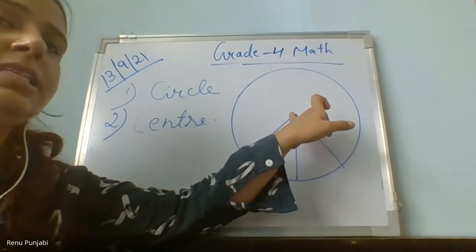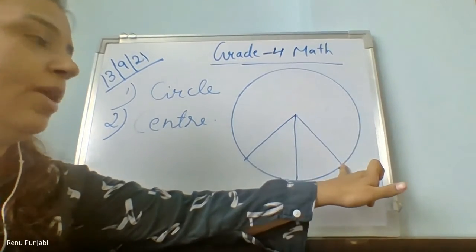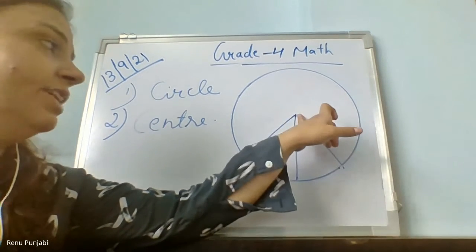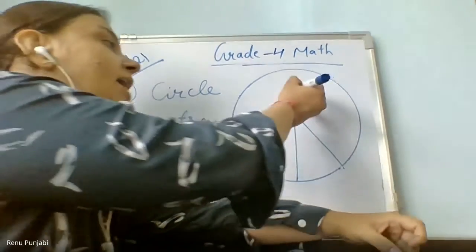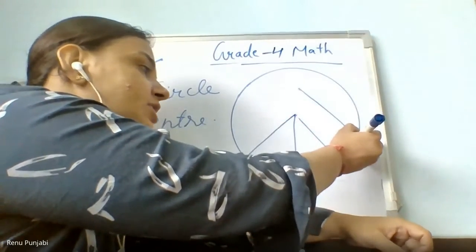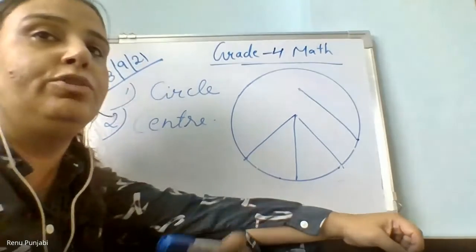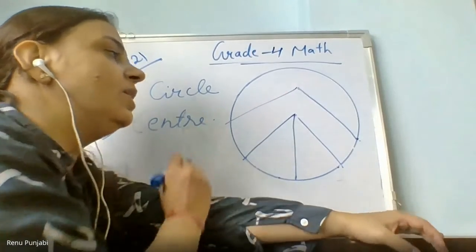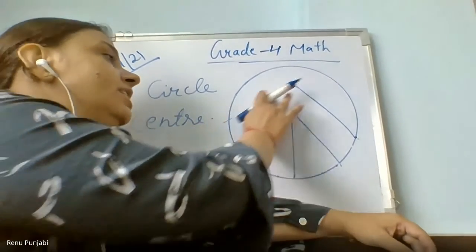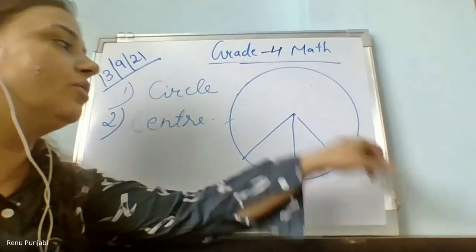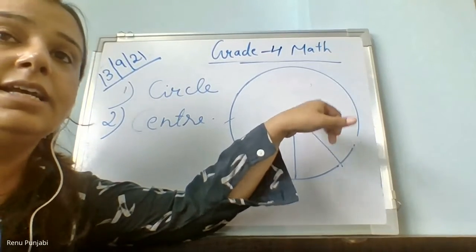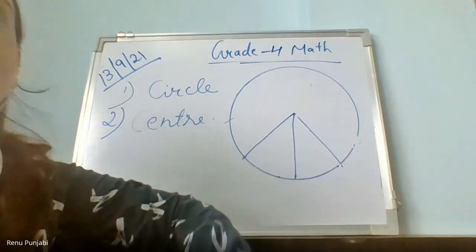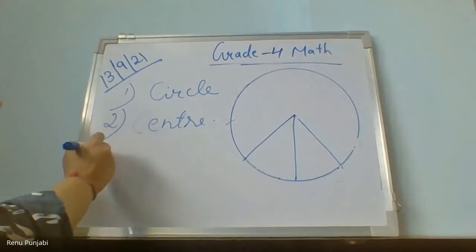So what is the center? The distance from the center to any point of the circumference will be the same. Then we can call it a center. If I mark a point here and see the distance to the boundary of the circumference, either this distance or this distance will not be the same. So we cannot say this is the center of a circle. From the center, any point to the boundary of the circumference, the distance will be the same. Then it is the center of a circle.